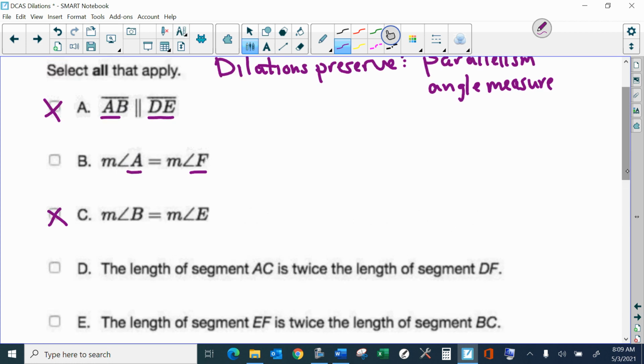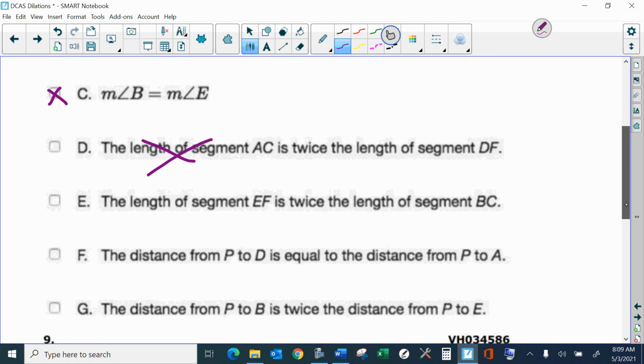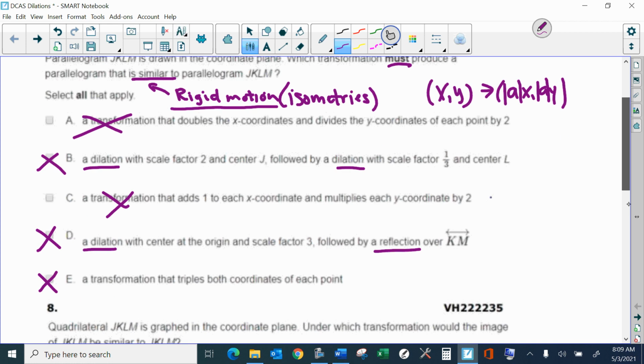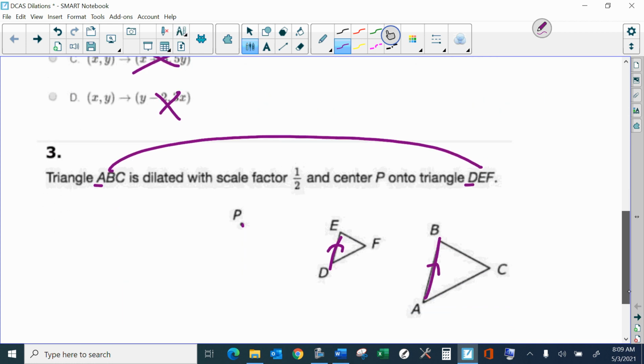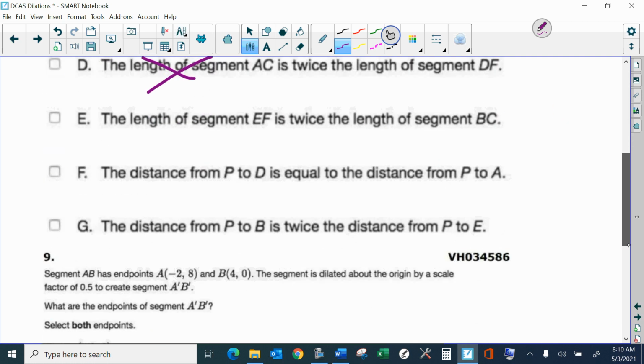The length of segment AC is twice the length of D. No, AC, that was the one that was half. That was the image. Wait a sec, let's make sure. AC, I think it was. Oh, no, yeah. No, that is the pre-image, so it is double. AC is double DF. That's true. Let's see if that's what that said.